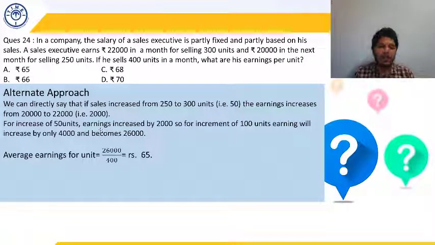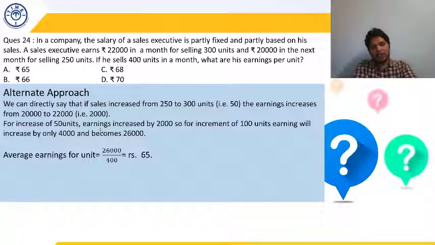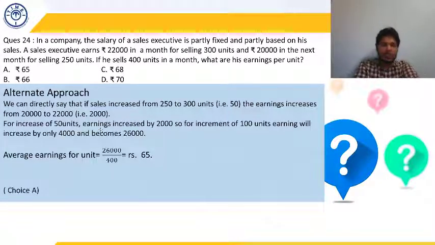And what would be the average earning per unit? It is going to be 26,000 upon 400, which is rupees 65. I hope it is clear to all of you. So this is again, choice A is going to be your answer.